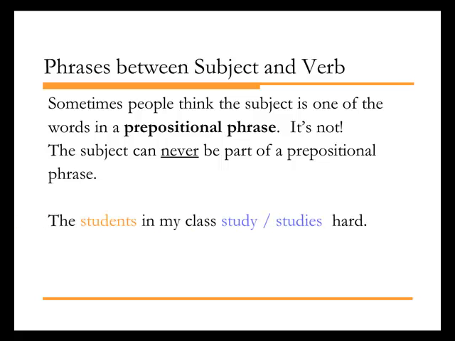Look at this sentence and see if you can figure out the correct verb. Is it study or studies? Well, if you look at it, students is the subject, and it's plural. There's more than one. So you have to find which of the verbs is plural. Remember, singular verbs have S's on the end. So this one without the S must be the plural verb. And that's right. Students study. You can't be confused by class here because it's part of this prepositional phrase.